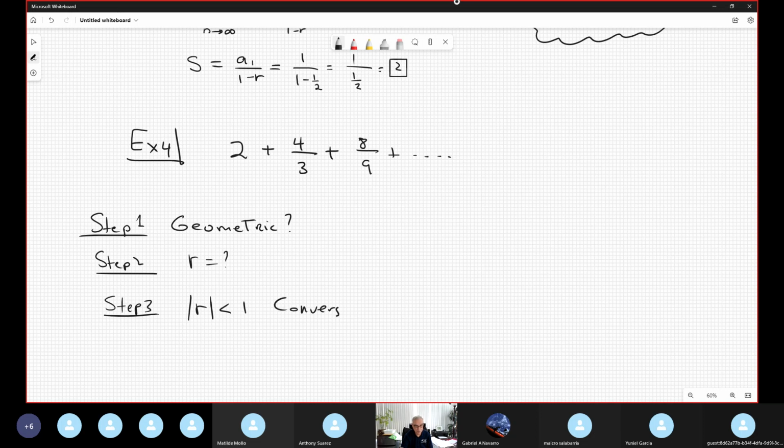Or why not? And step 4: determine at what value it converges. The formula is a1 divided by 1 minus r. Boom. Fourth step.